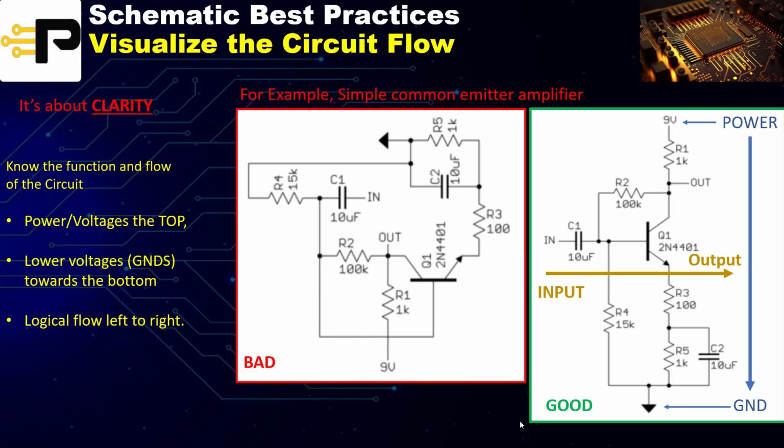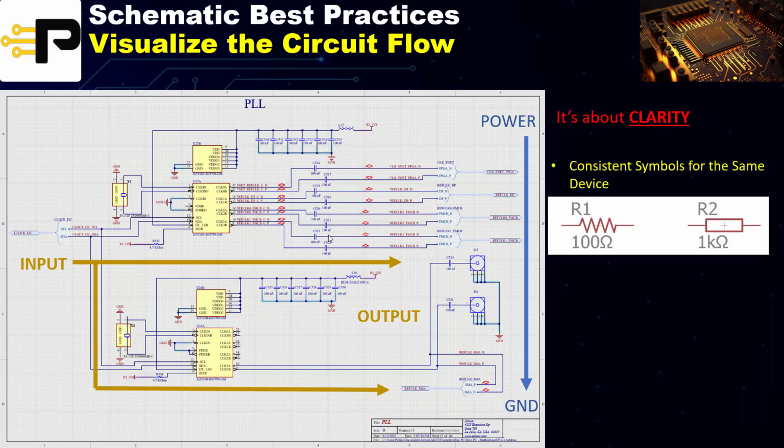Now, this is a rather simple circuit, but you can see the same thing here in a more advanced circuit. Once again, you have your power at the top and ground or return paths at the bottom, and then the input should be on your left and your outputs on your right. So there's a flow to the circuit.